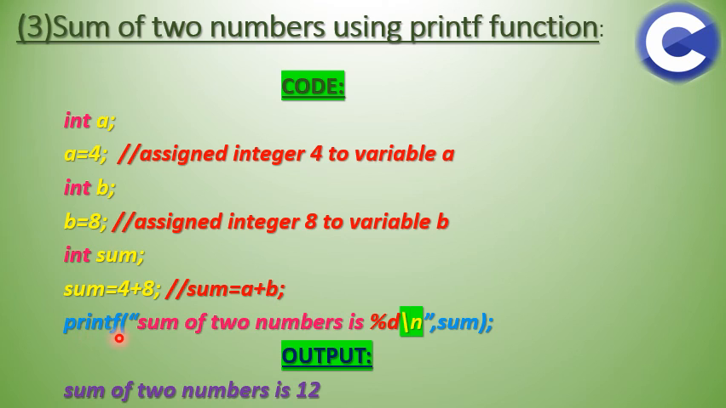Now in my printf function, I want to print the output. So whatever I want to print, I have to write it after the parenthesis and enclosed within the double quotes. So I want my output as: sum of two numbers is, then the %d. %d is a format specifier for integers. So sum of two numbers is %d, and what is this %d? After this comma, sum. So the sum of two numbers is this value which sum is storing, 12. So my sum of two numbers is 12. Then \n will move the cursor to the next line in the output. So here your sum of two numbers is 12.